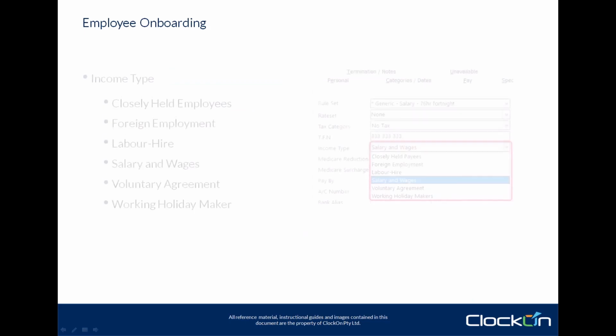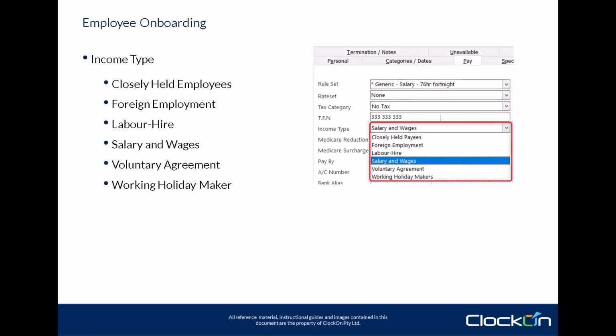Right, so the first field we want to discuss in that Pay tab in regards to STP Phase 2 is a new one called Income Type. So this is to indicate what type of employment you're actually putting the employee under. So it's not like salary or hourly or anything like that. It's more, what are they actually doing? So we've got a couple of different categories here. We've got closely held employees, foreign employment, labour hire, salary and wages, voluntary agreement, which is contractors, and working holiday maker, which is people on visas. So the most common one that you'll use is salary and wages, as that's a standard employee in the system.